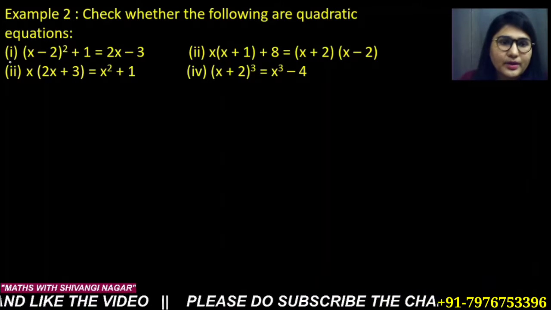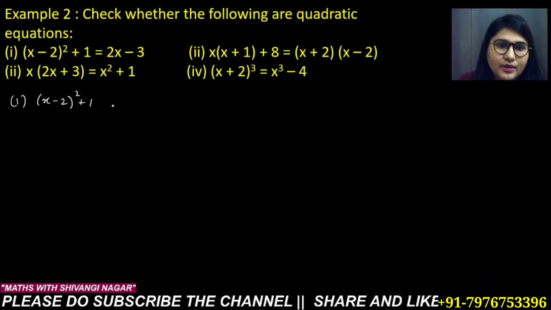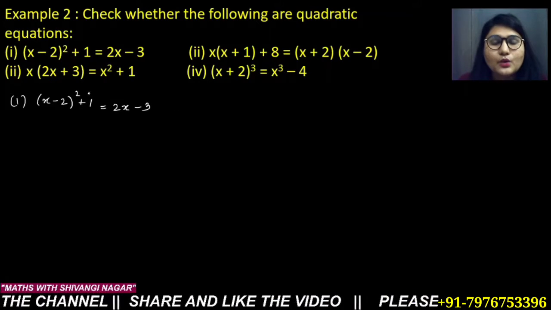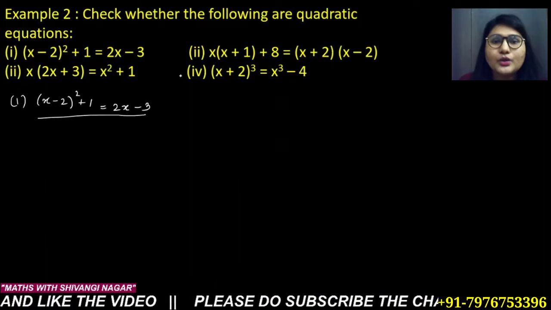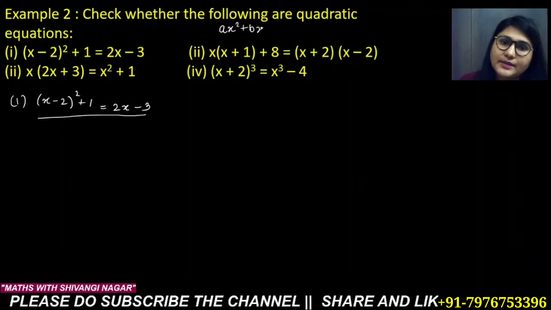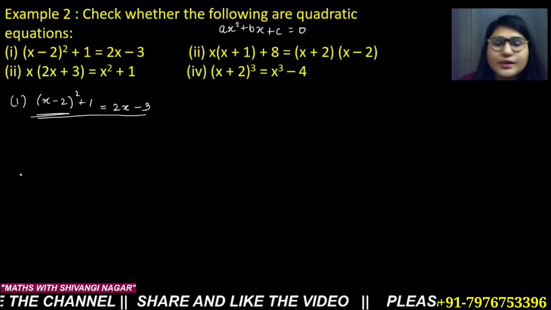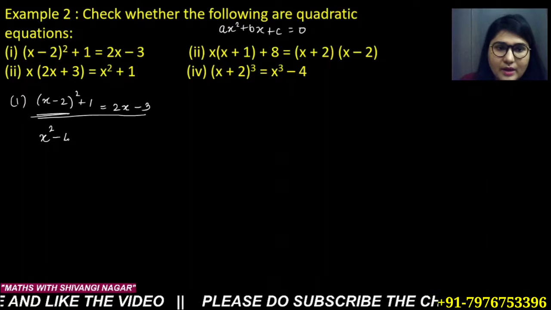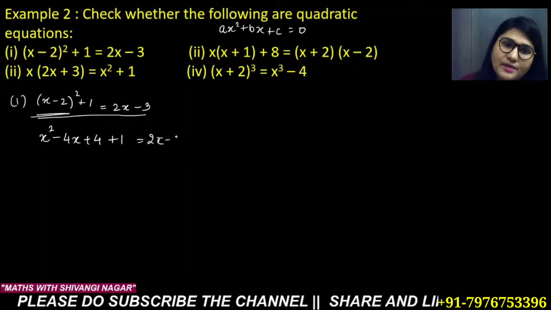So coming to the first one, you are given (x minus 2) whole square plus 1 is equal to 2x minus 3. First we will solve this equation and try to convert it into the standard form of a quadratic equation. What is the standard form? ax square plus bx plus c is equal to 0. On the left hand side we have (x minus 2) whole square, which we will expand using the (a minus b) whole square identity. So x square minus 4x plus 4 plus 1 is equal to 2x minus 3.